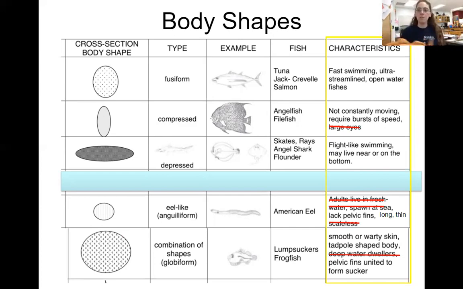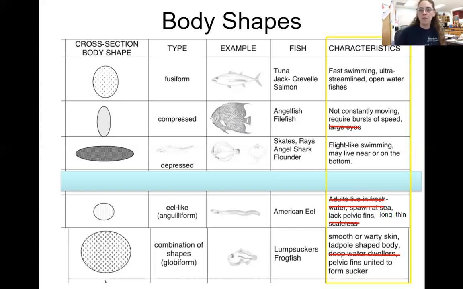And we have those that are compressed. So if I were to take this guy and squish him from side to side, he's compressed. So we see that with a lot of reef fish and other fish that have to be able to maneuver in between obstacles. And then there are those that are depressed or flattened. If I were to take this guy and squash him down, he would be depressed. We see that with a lot of our fish that are bottom dwellers. So things like stingrays, flounders, anything that's going to live on the bottom is going to have that flat shape.